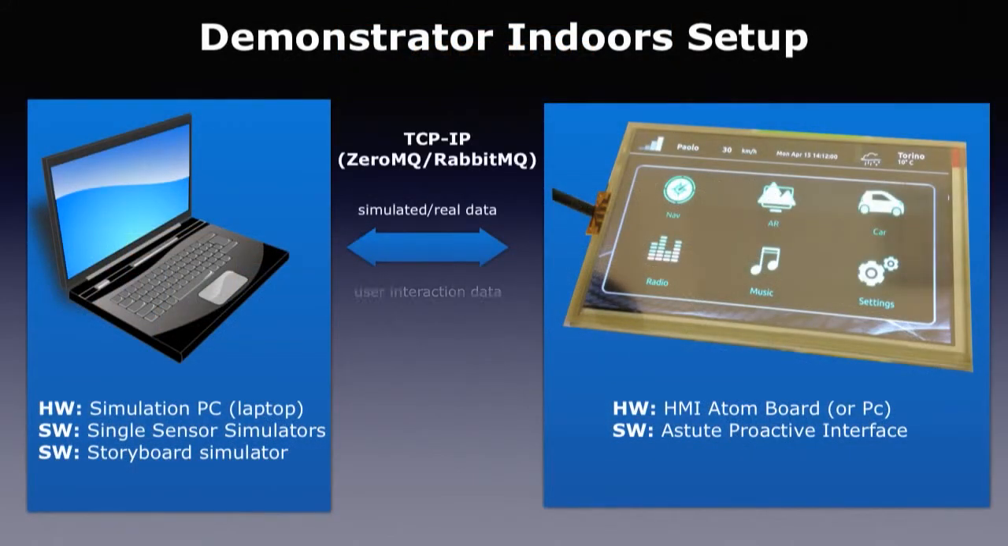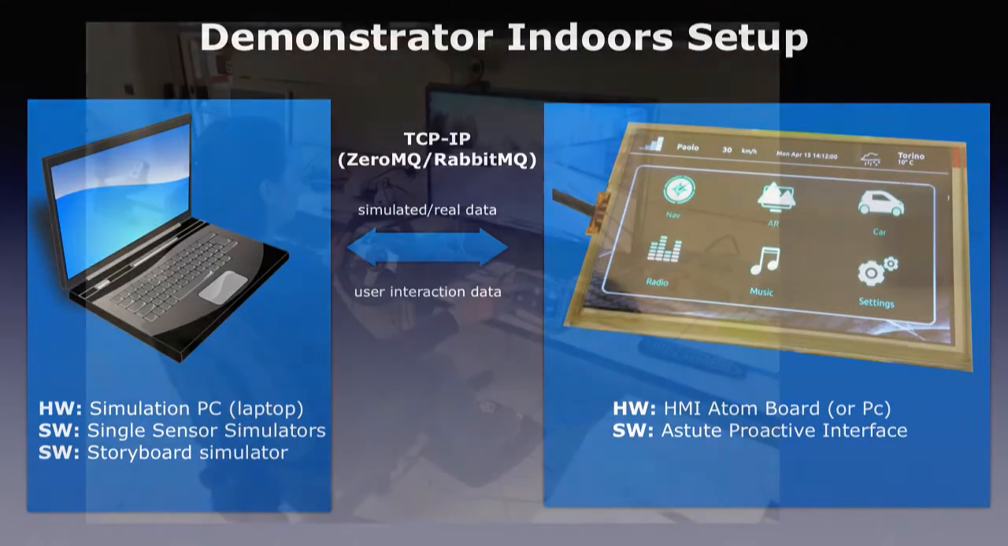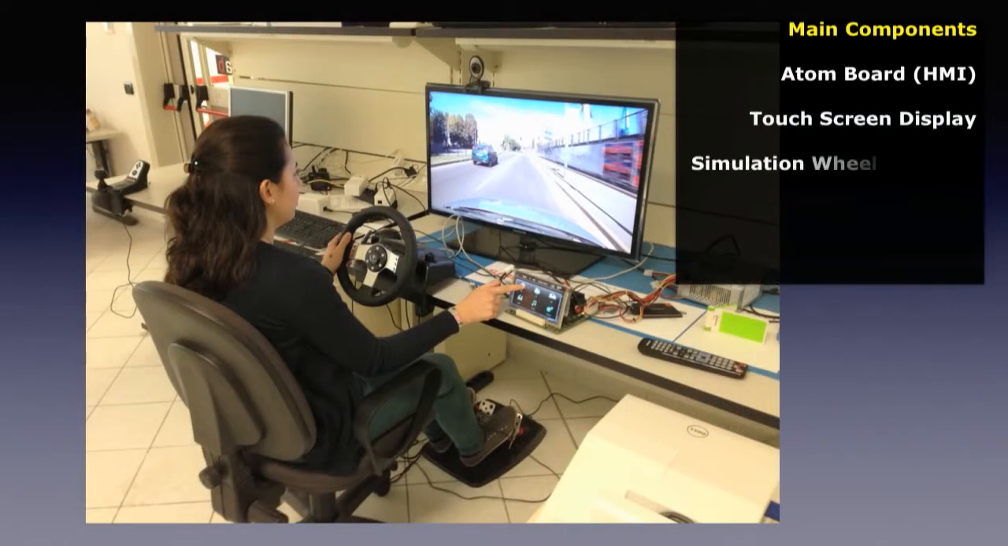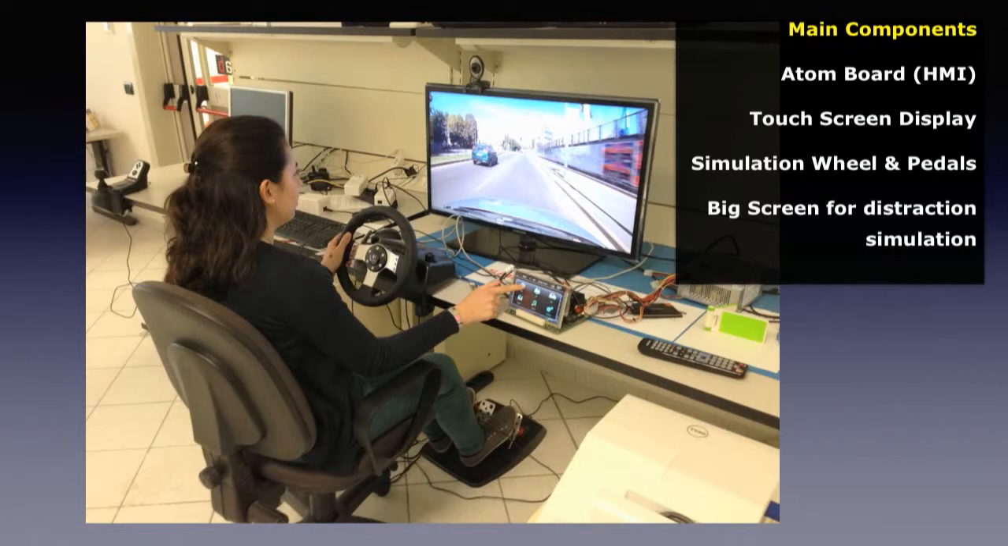The indoors setup consists of two main components: a server PC, where we can simulate the sensors or the entire scenario storyboard, and an Atom embedded board, where the actual Astute proactive interface software runs. The Atom board is completed with a touchscreen display, wheel and pedals to simulate the driving position, and a big screen running a background video of the car on the road to simulate driving distractions.